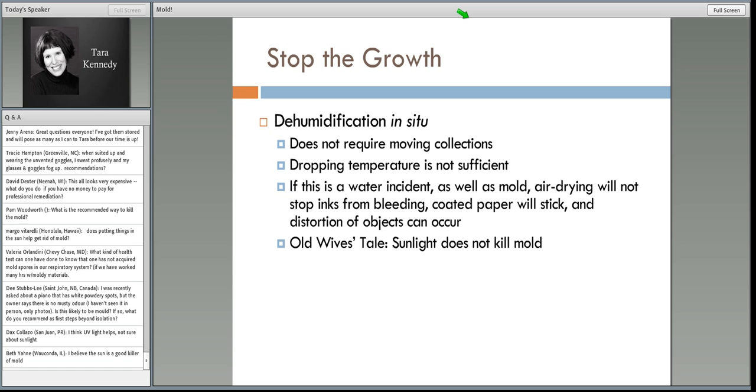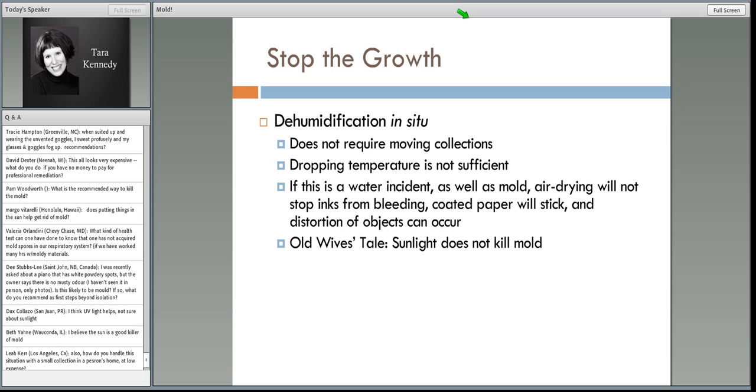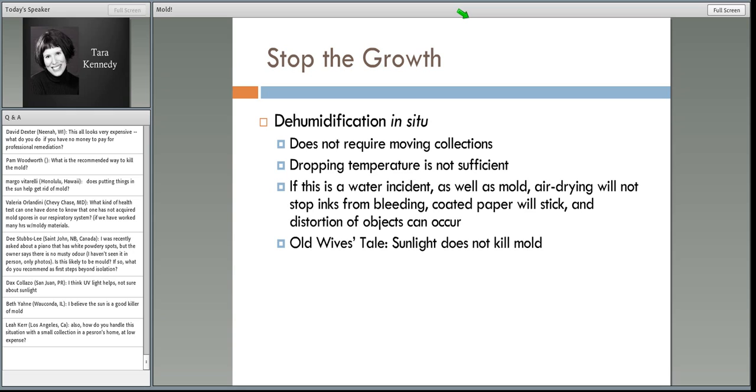Okay, the other thing you want to do, step two, is stop the growth. So remember when I talked about moisture being key? Dehumidification in situ is one way you can stop the growth, because if they don't have enough moisture to grow, they won't. They won't multiply, they won't germinate, they won't spread, you won't have the hyphae stage happening. So dehumidification is super important.